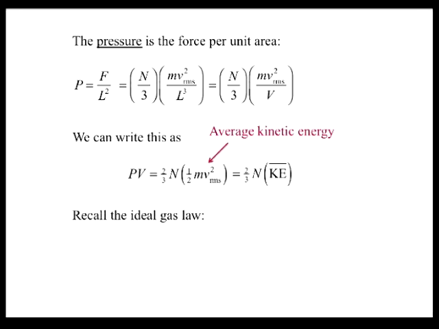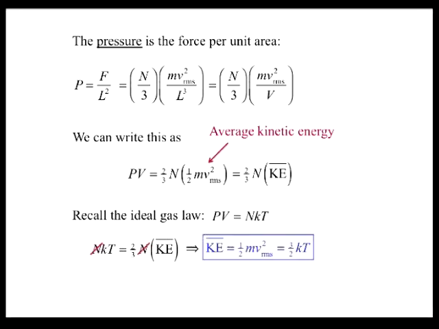Recall from the ideal gas law that PV equals NkT. We can therefore write NkT equals 2/3 N times the average kinetic energy. The number of particles N cancels on both sides, and we are left with the average kinetic energy equals 1/2 m v_rms squared, which equals 3/2 kT. This result is significant because it allows us to interpret temperature in terms of the motion of the gas particles.